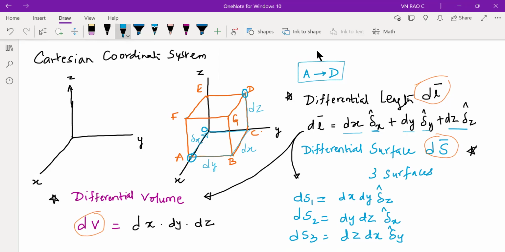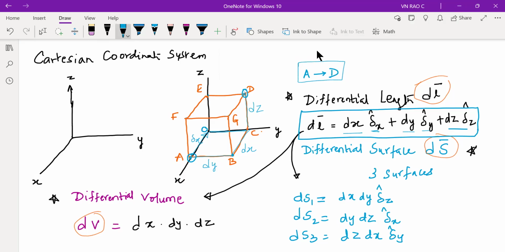We can also say that I start from B, I want to go to E. We can think of many things. So we are actually trying to reach from one point to another point. And this is the differential length. So what is the differential length? dl bar is equal to dx delta x plus dy delta y plus dz delta z. Okay, this is number one. Once we understand how to obtain differential length, the differential surface and differential volume are easy.